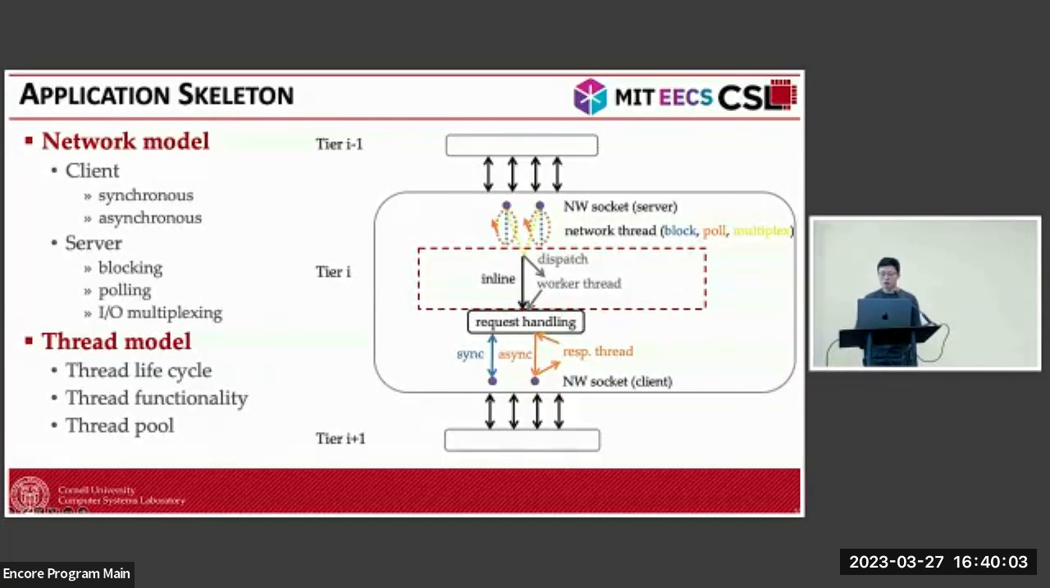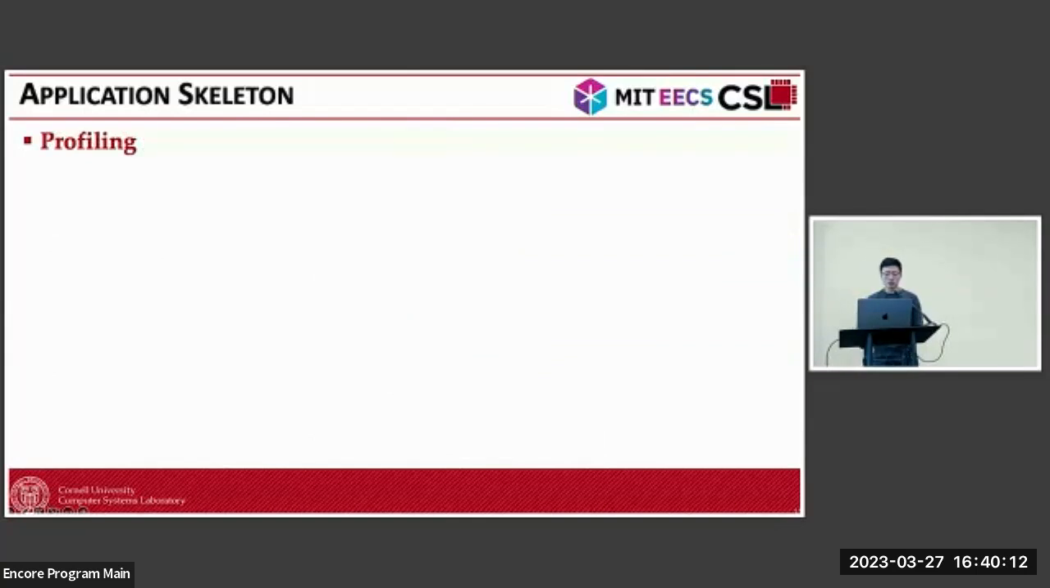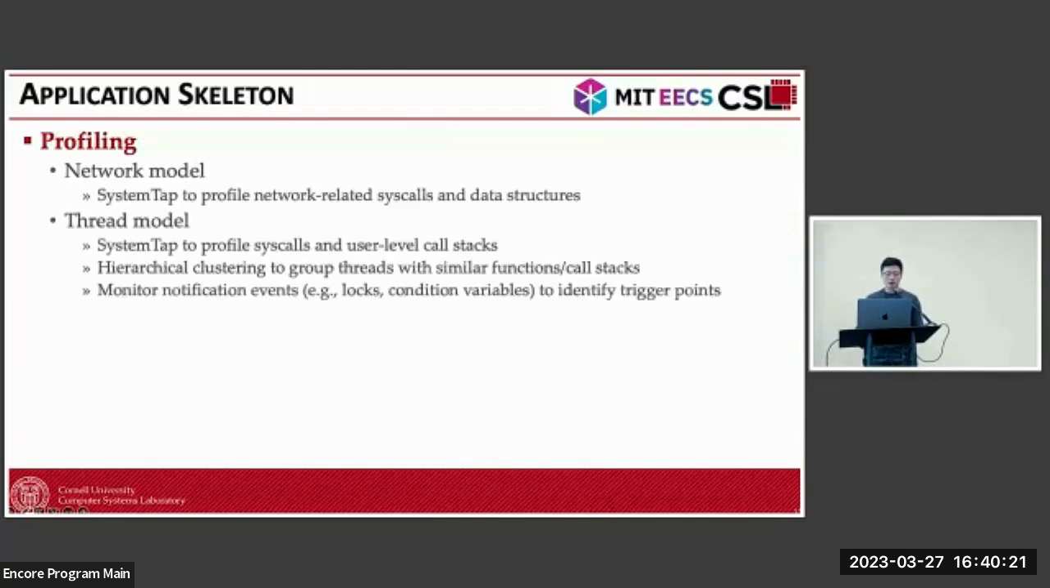And to figure out the thread model of an application, we need to consider the functionality and lifecycle of different threads and thread pools. So to do so, we first use SystemTap to probe the network-related system calls and data structures to determine its network model. And for the thread model, we also use SystemTap to capture the user space call stacks as well as the system calls. So we will build the call graph for each thread and group them using hierarchical clustering to analyze the thread pool and functionality.